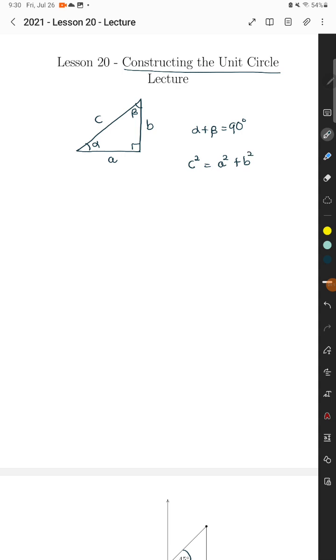We also learned about the trigonometric functions. We learned about sine of the angle alpha, which was equal to opposite over hypotenuse, cosine of alpha, which was equal to adjacent over hypotenuse, tangent of alpha, which was equal to opposite over adjacent.